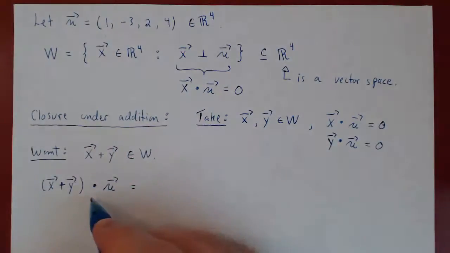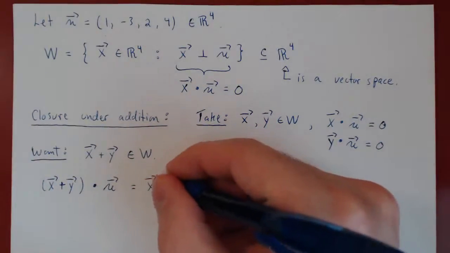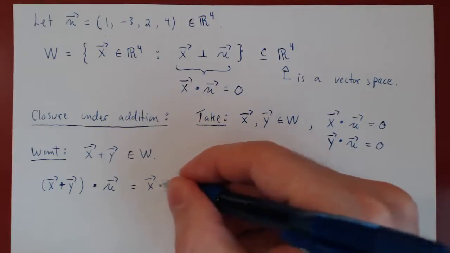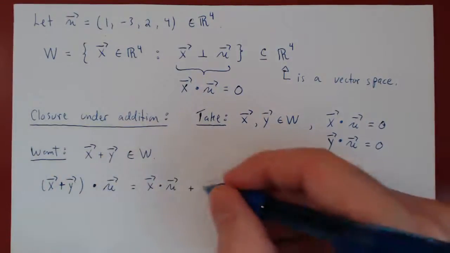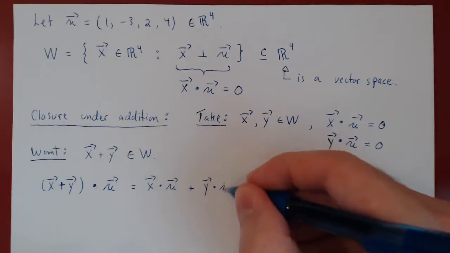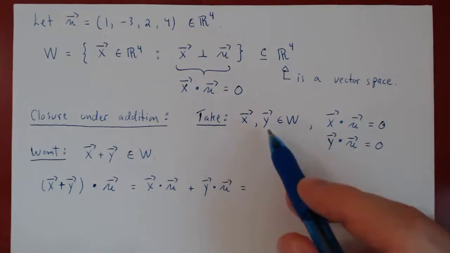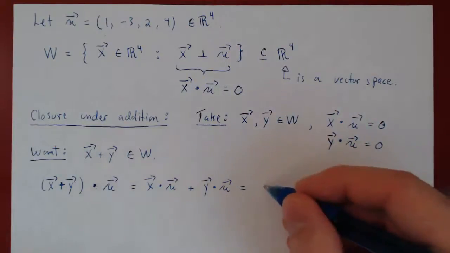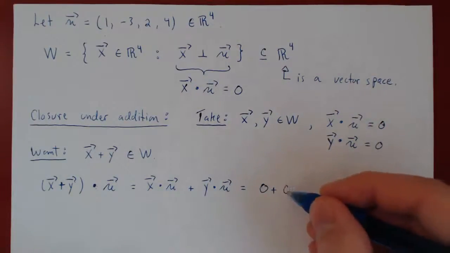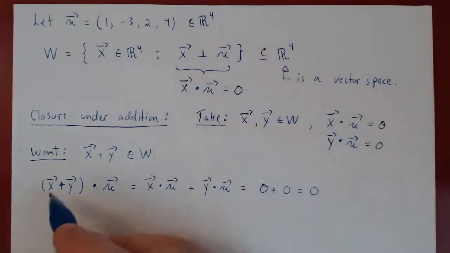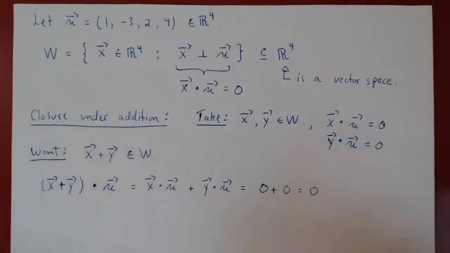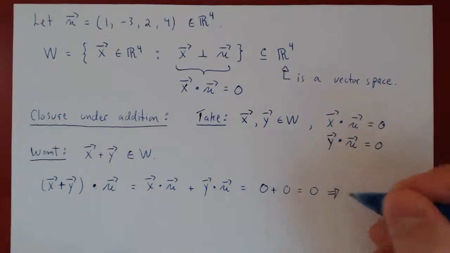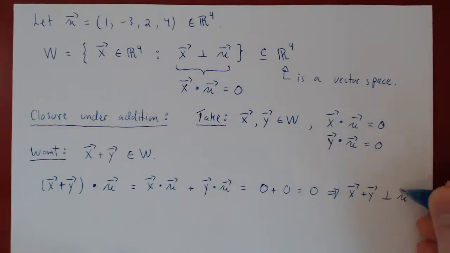Properties of the dot product, we can distribute to have x dotted with u plus y dotted with u. By assumption, both x and y were orthogonal to u, and so x dot u is equal to 0, plus y dot u is equal to 0, therefore the sum is 0. So we dotted x plus y with u, the result is 0, therefore our conclusion is that vector x plus y is indeed orthogonal to vector u.